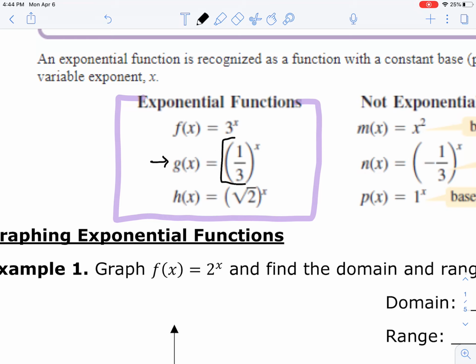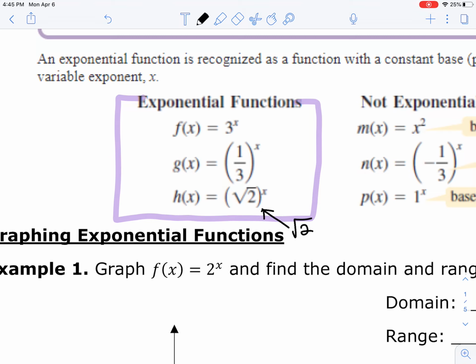But let's talk about the growth function and decay function a little bit later when we get to the second page. The second one, g of x, is another exponential function. The base is 1/3, so the base can be a fraction as long as it is greater than 0 and not equal to 1. Now this one, later we'll see, is an exponential decay function, okay?